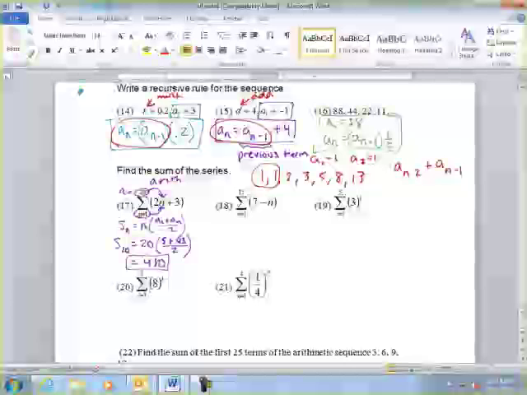I'm going to jump over to number 19. Okay, so when we have that power of n or i or whatever letter it happens to be, when it's an exponential formula, it's geometric. So then our formula is a sub 1 times 1 minus r to the n over 1 minus r.